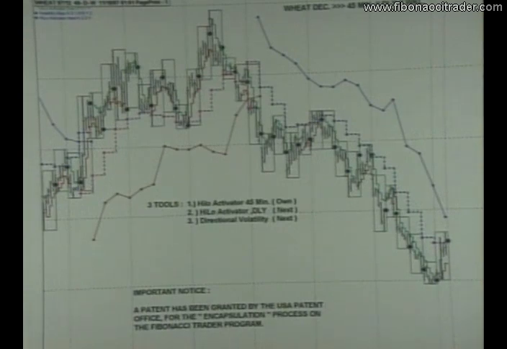Example here, we started with the 45 minutes on the wheat. We will also show you some US bonds, 50-minute charts to see how this works. In the beginning, you may have forgotten, I already showed you a daily chart on the soybeans. This I call a directional volatility, which is not necessarily a tool that I use to enter or exit the market. I utilize this for direction.